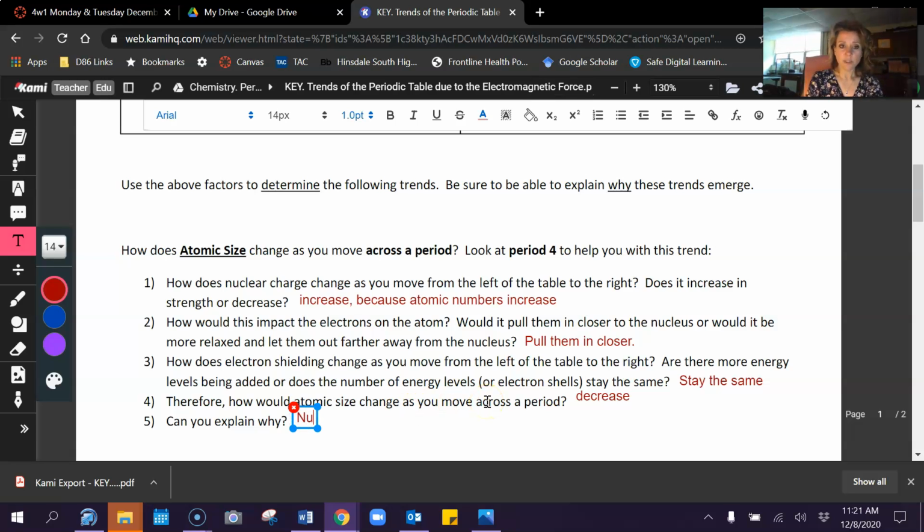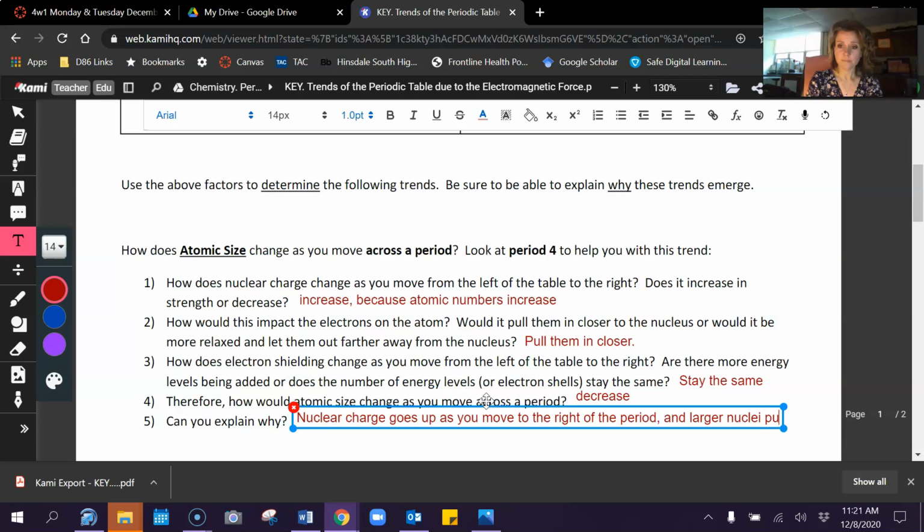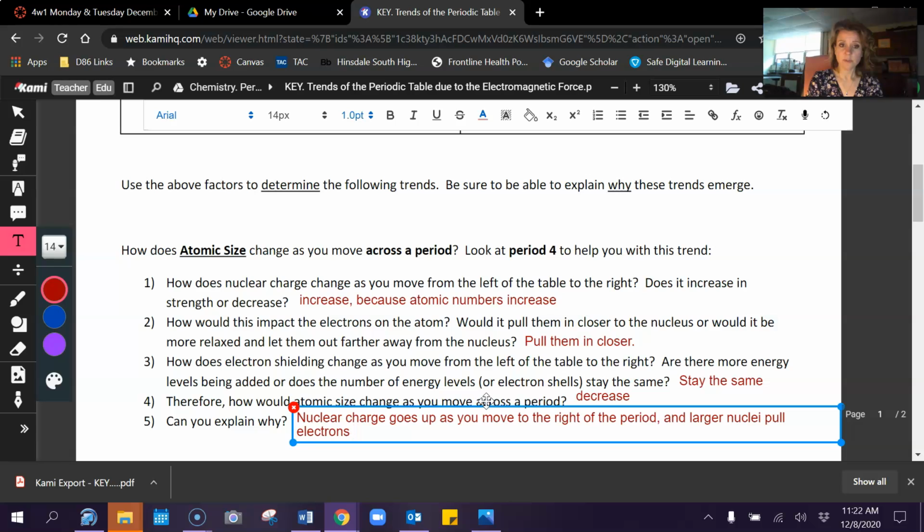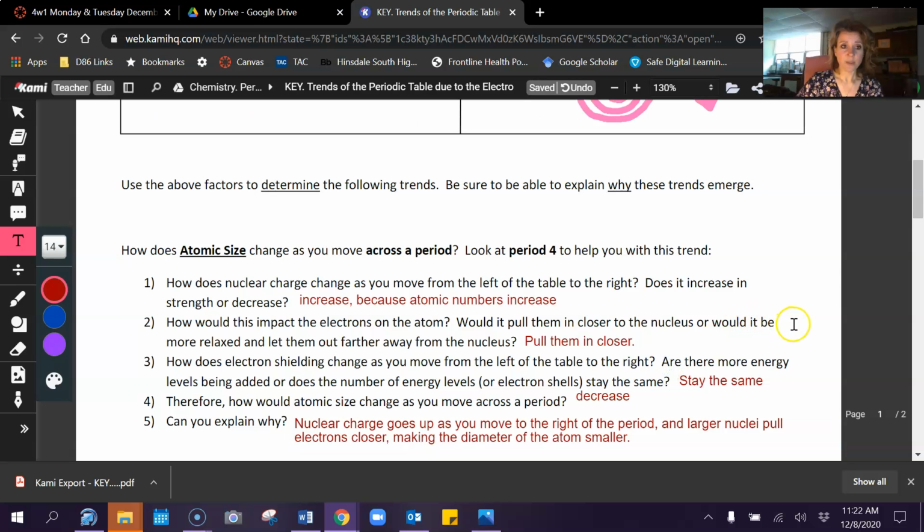So nuclear charge goes up as you move to the right of the period, and larger nuclei pull electrons closer, making the diameter of the atom smaller. And so that's our answer.